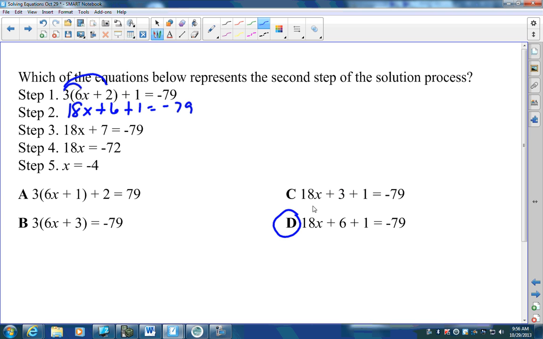Now wait a minute. What's happening in C? How did they get this answer in C? Yeah, they didn't finish multiplying. They only took 3 times 6 and got 18. I'm not even sure how they got 3. They didn't even put a plus 2. And then this one right here on B, they went and they added these two together before they did anything else. And I'm not sure what they did over here. I don't think that's it.